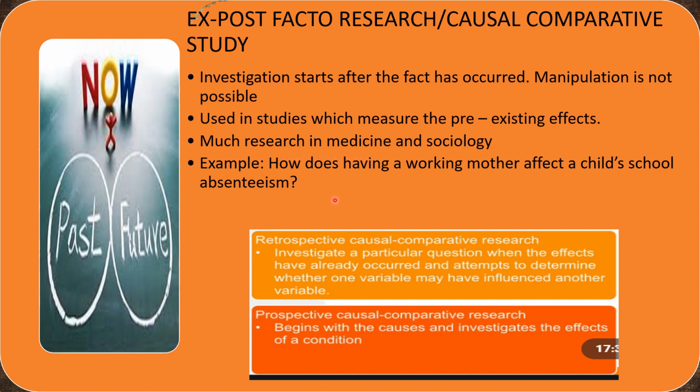So we have two types of causal comparative study, the retrospective causal comparative research and the prospective causal comparative research. Retrospective investigates a particular question when the effects have already occurred and attempts to determine whether one variable may have influenced another variable. Prospective causal begins with the causes and investigates the effects of a condition. Example, how does having a working mother affect a child's school absenteeism?